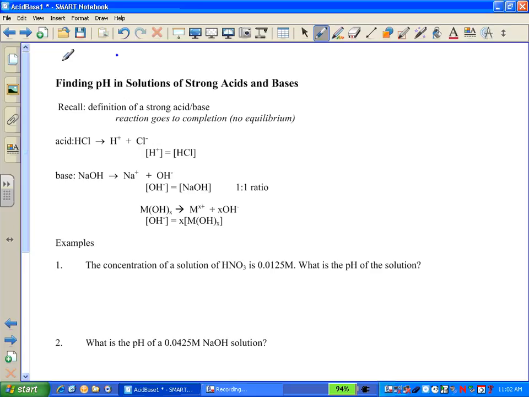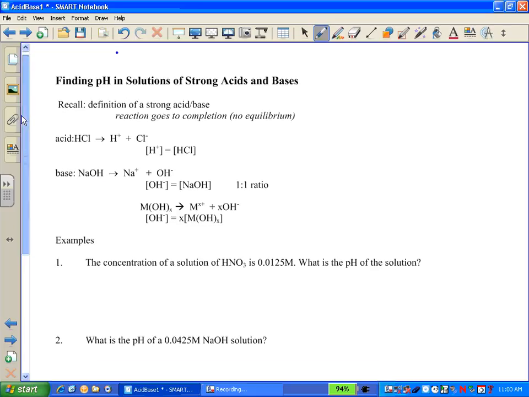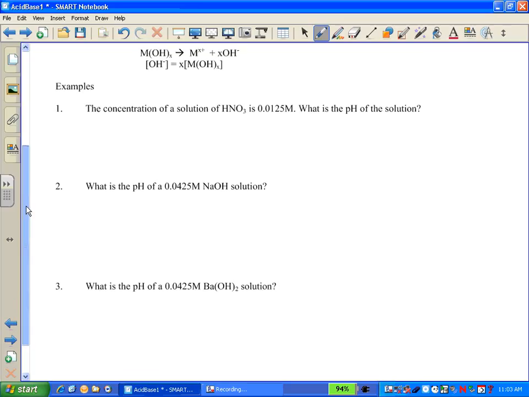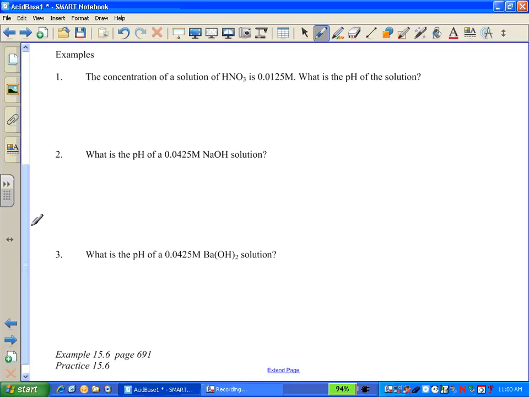So there's no equilibrium. When you're dealing with an acid like HCl, which is a strong acid, it breaks up into H plus and Cl minus completely. So if I know the concentration of my HCl, I'll know the concentration of my H plus in the solution, and I'll be able to determine the pH. Okay, the same is the case for bases that dissociate. With bases, we do need to be very careful of the stoichiometry and look at the formulas to help us with that. We'll see an example of that momentarily.